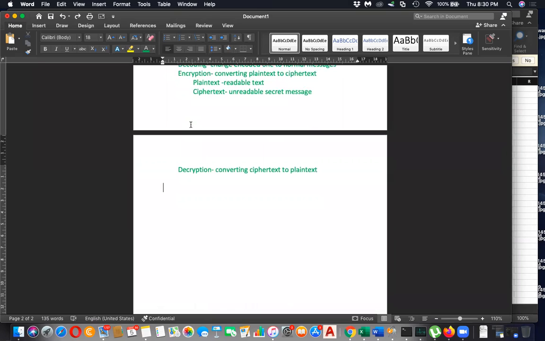Okay, then let's learn more about the protocols. What are the protocols used in the internet? The basic protocol suite used in the internet is called TCP/IP. What's the meaning of TCP? What's the meaning of IP?